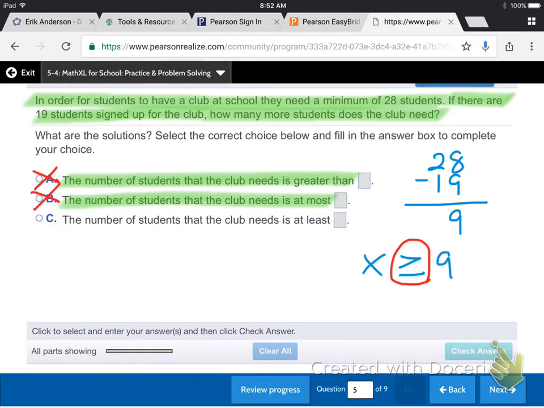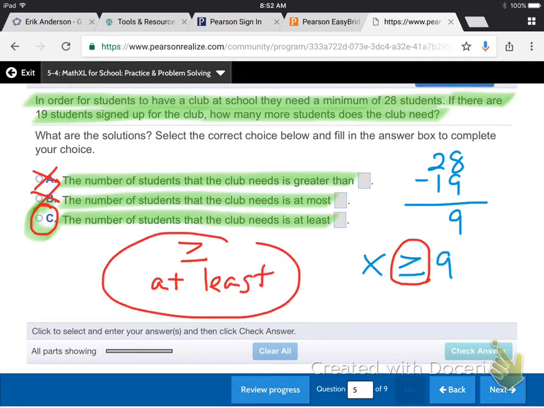So let's read the last one. It says the number of students that the club needs is at least. And that's what we need. We need at least 9 students, or 10, or 11, or 12, or 13, or 100. So we're going to go with choice C right there. So this symbol, greater than or equal to, means at least. Okay? They mean the same thing.